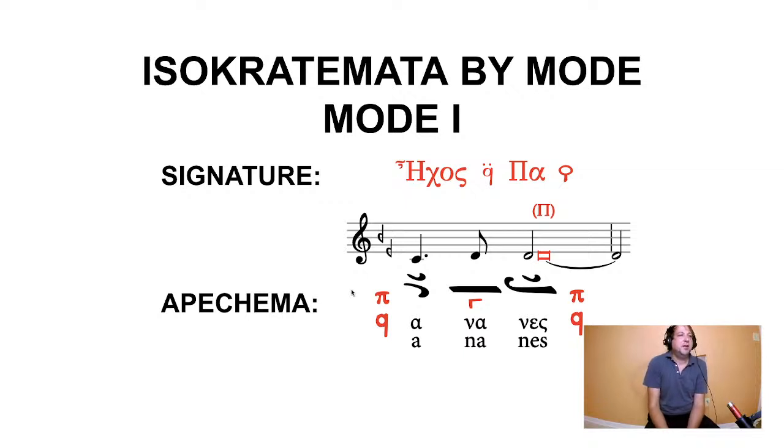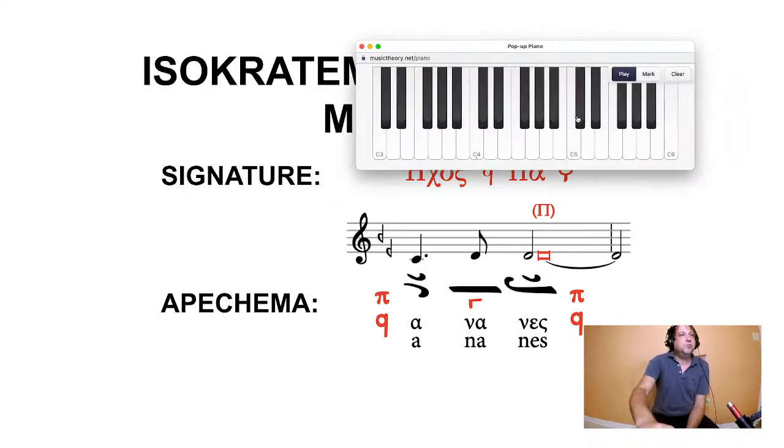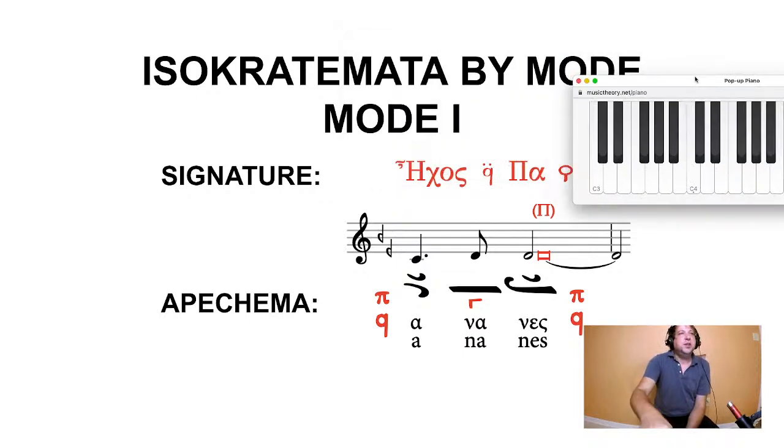It's ananes. Ananes. And as you can see, the isokratima is also pa, which is the same note as D. So when you hear somebody say this, they're going to say ananes at varying tempos and pitches, but we're just going to use D for now to be nice to each other. And you're going to want to hold D.